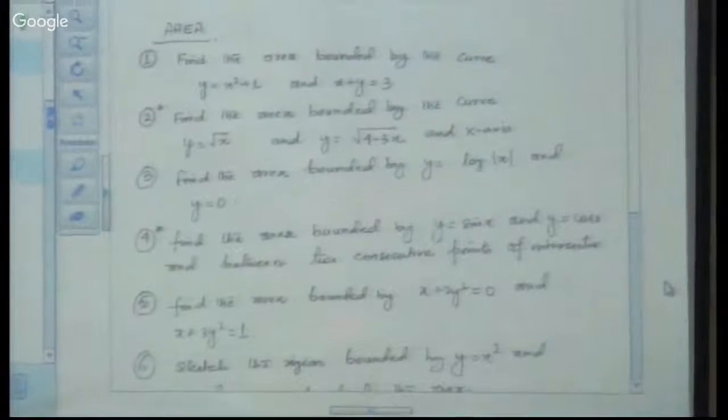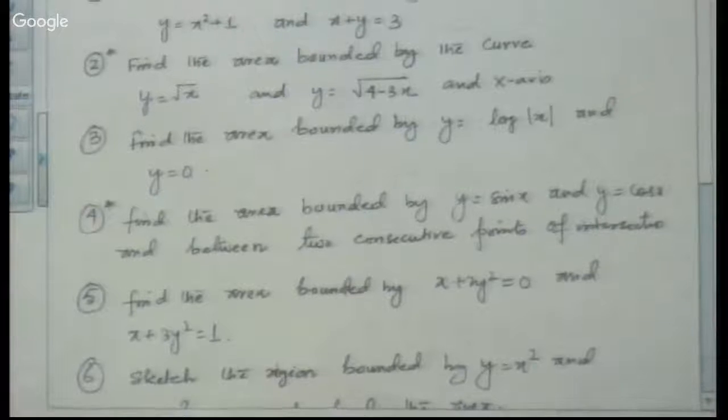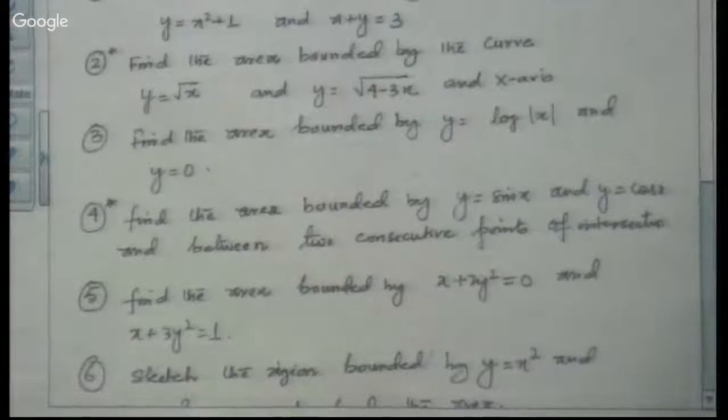Fourth is a very easy question. Find the area bounded by y is equal to sin x and y is equal to cos x between two consecutive points of intersection. Any two consecutive points of intersection. You know the graph of sin x and cos x, and you know the point of intersection. What is the point of intersection?